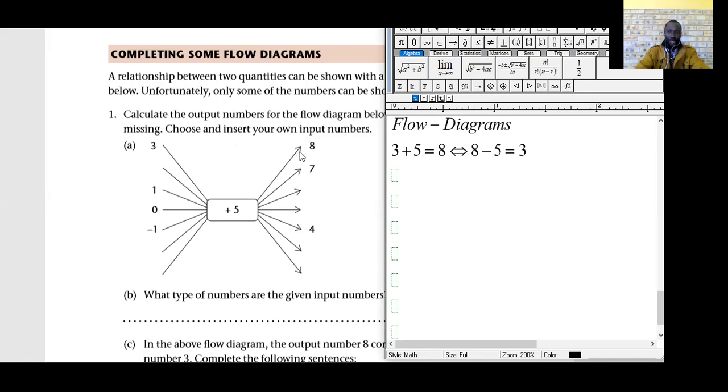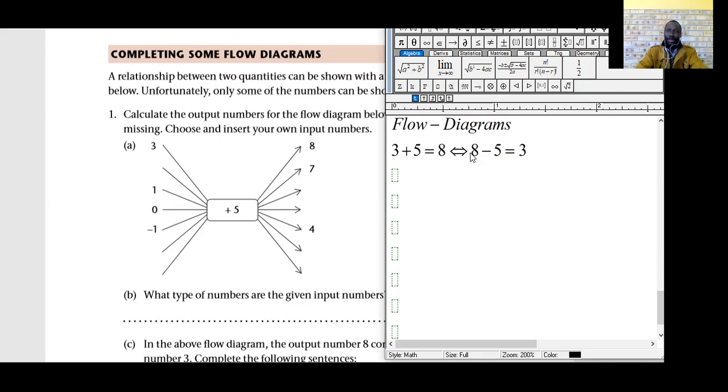And if 8 was not given, that means we were going to add 5 to 3 to get 8. You see the thing? That is what I'm talking about. So on the left-hand side, if we want to get something on the right-hand side, we minus. If we want to get something on the left-hand side, we plus. Basically that. And the flow diagrams, you know, it's not a difficult thing.